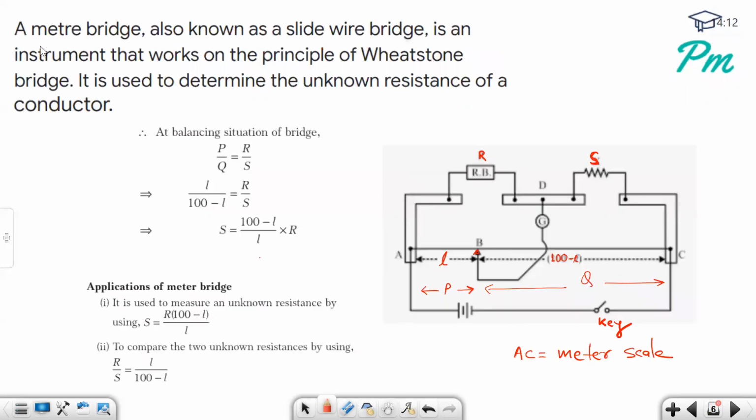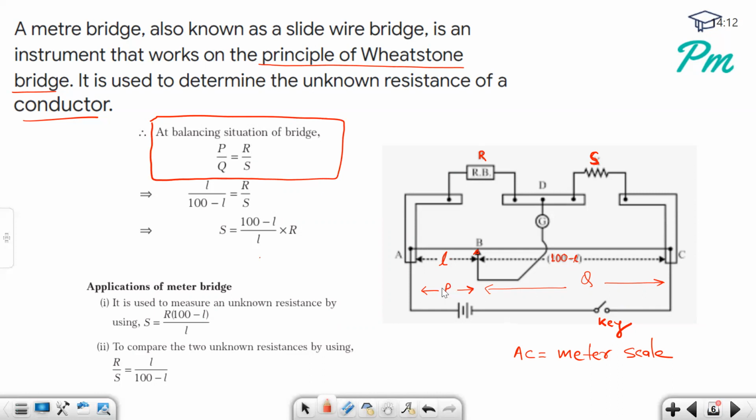First of all, let us see what is meter bridge. A meter bridge, also known as a slide wire bridge, is an instrument that works on the principle of Wheatstone bridge. Very important, its working principle is Wheatstone bridge. It is used to determine the unknown resistance of a conductor. At balancing condition, we can apply the same equation as in Wheatstone bridge, so P by Q equal to R by S.